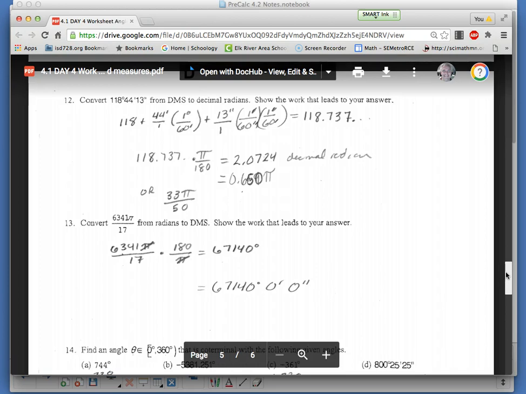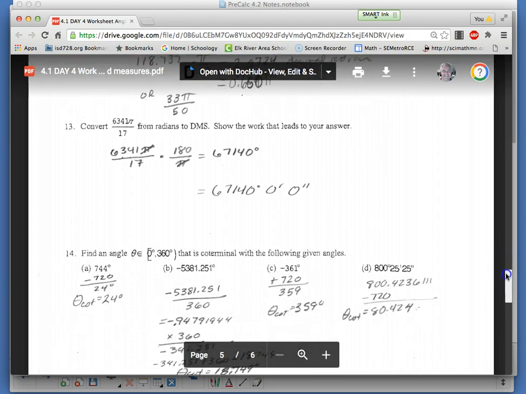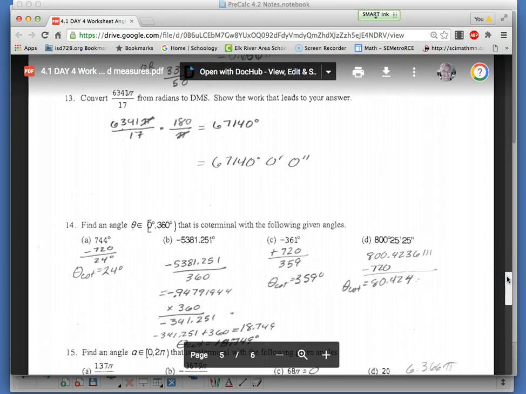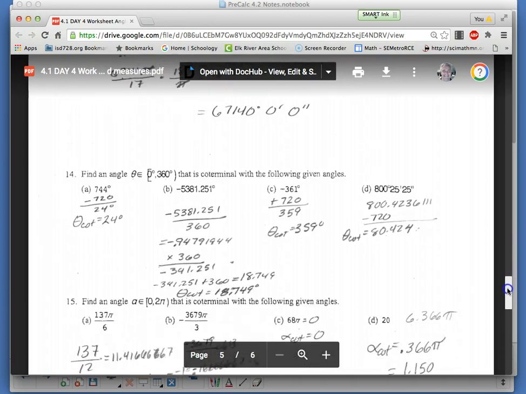So 13 and 14, here we come. 13, the conversion of that to DMS. Is that what we want to see? Are we okay with going from radians to degrees and then to DMS? Because that's really what we're doing. This one was nice and clean. There was 0 degrees, 0 minutes, 0 seconds, because there was nothing after the decimal point because it went in evenly. Okay, 14.